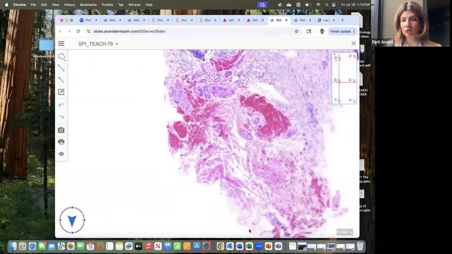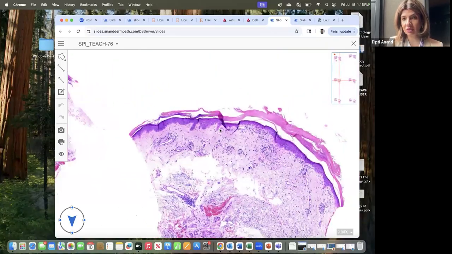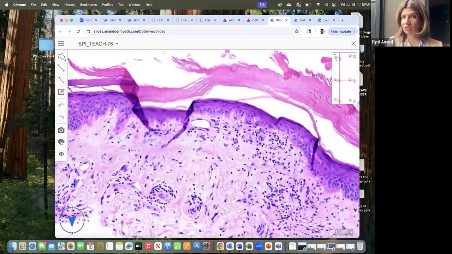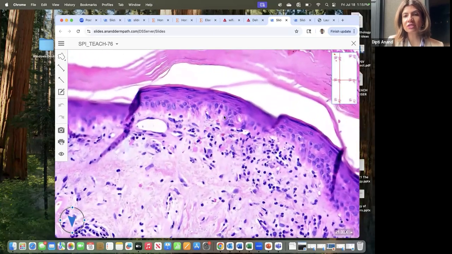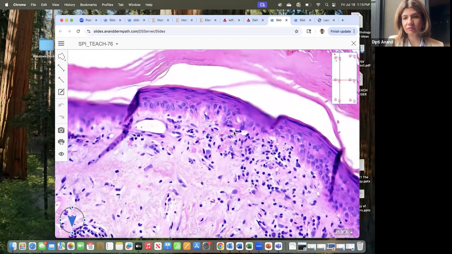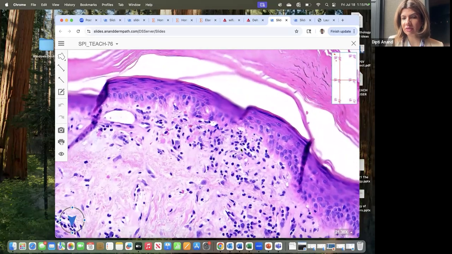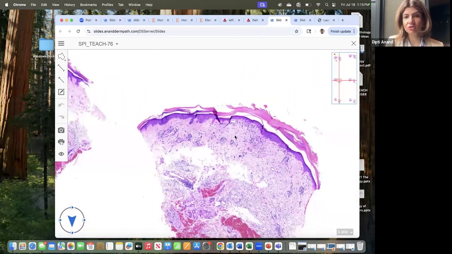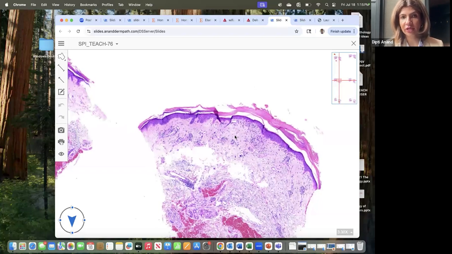So the features of Gottron's papule can actually be really subtle. The clues that you're looking at: it is thick skin, it's acral skin, but the epidermis is atrophied. You're seeing hyperkeratosis. You don't see the basket-weave stratum corneum. You see the vacuolar alteration, and you see the necrotics with the thick basement membrane. And you also see some mucin with perivascular inflammation. So that's Gottron's papule. That's a very important board entity.